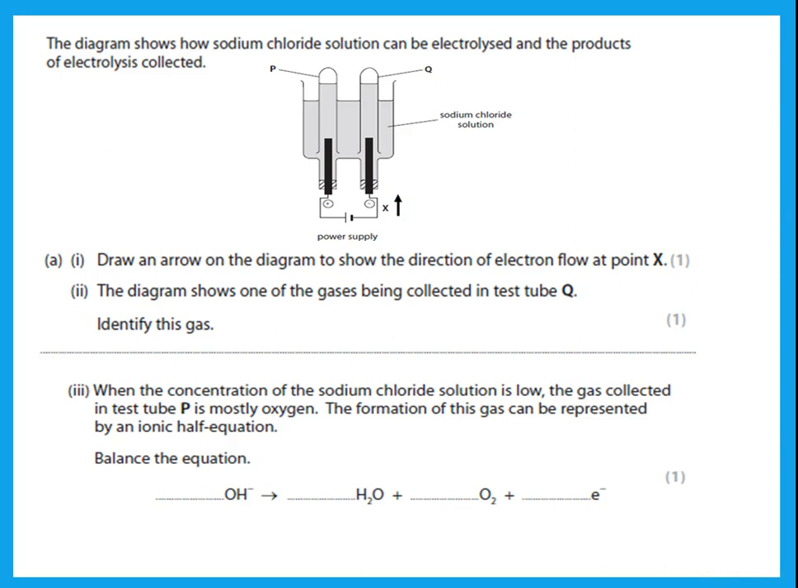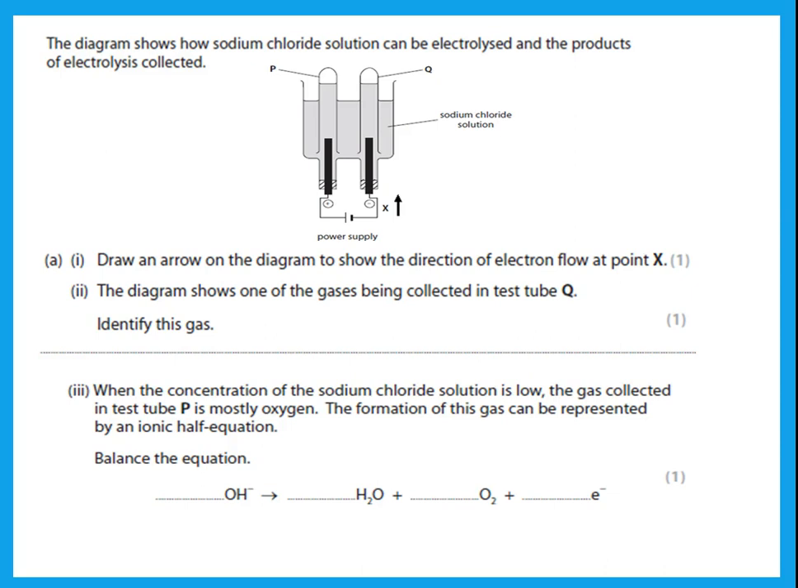Can you see the arrow at X? It should be going away from the negative end of the battery, and that means it goes towards the electrode, and that's why the electrode is negatively charged. The diagram shows one of the gases being collected in test tube Q. Identify this gas. Where is test tube Q? Test tube Q is the one that is at the negative electrode.